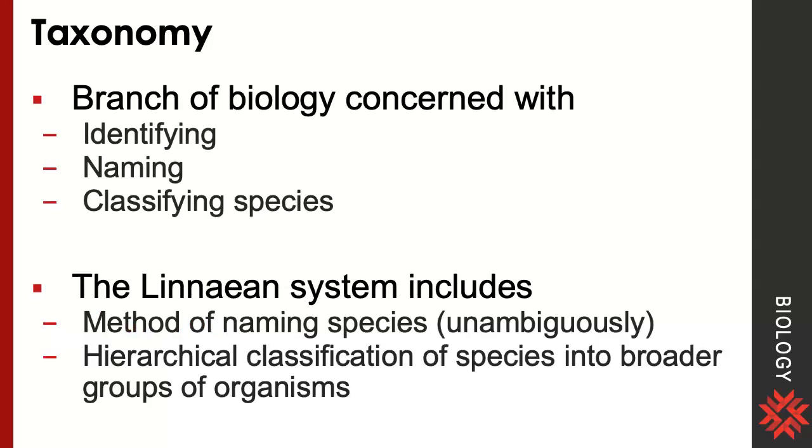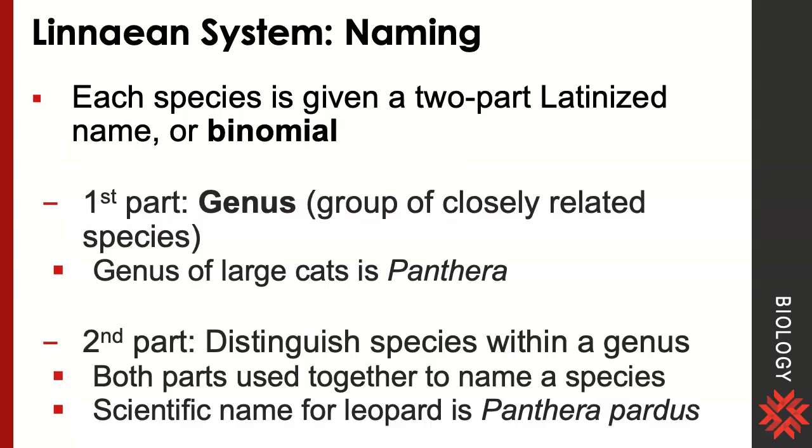In biology, it's going to be similar. The field that's concerned with naming organisms is called taxonomy. In taxonomy, there was this guy, Carolus Linnaeus, who came up with an unambiguous naming system. This naming system is referred to as the Linnaean system after Carolus Linnaeus. It's a way to name species so that there's no confusion on what particular species you're talking about. Now, the Linnaean system uses a binomial nomenclature. That means a two-part name.